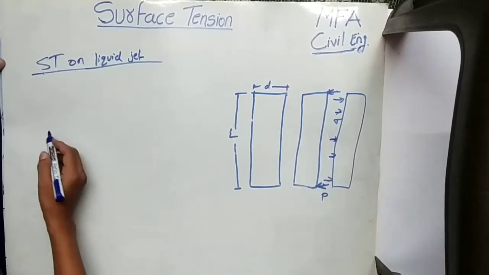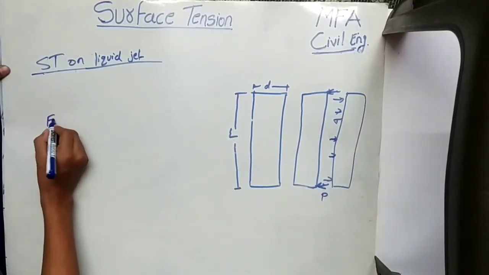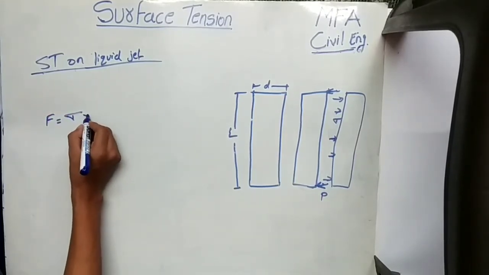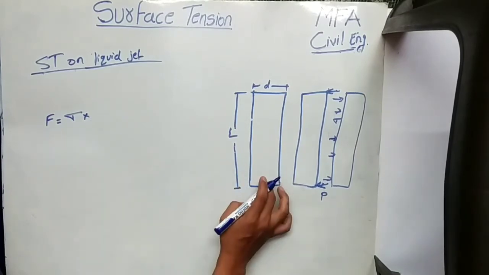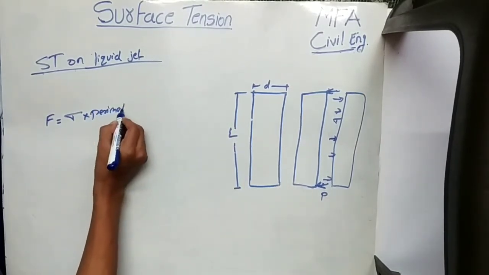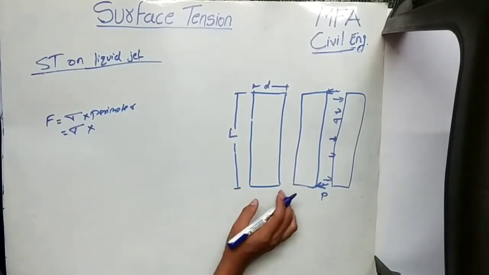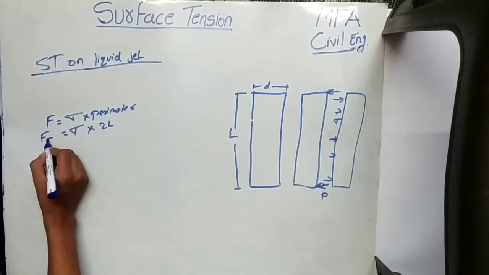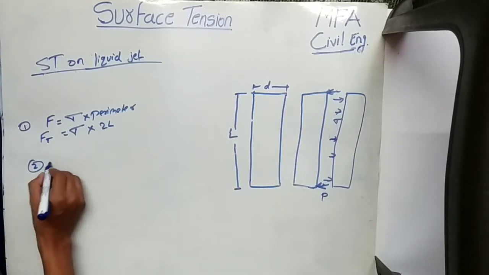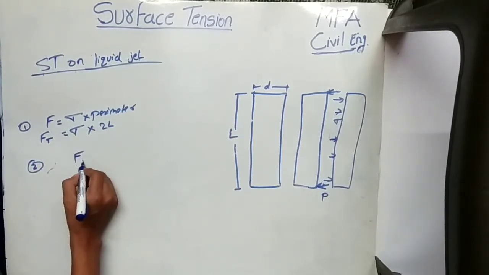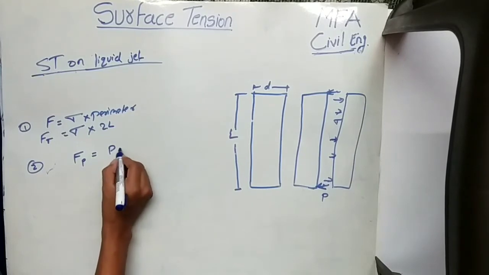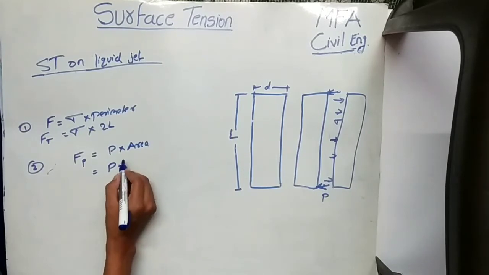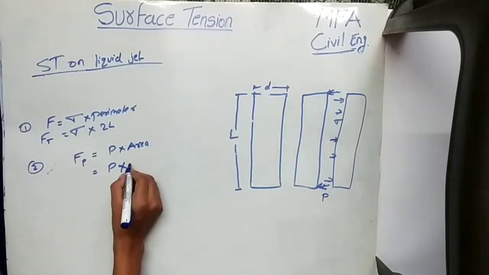Now the force acting due to surface tension is given by surface tension into perimeter, which is equal to 2 times the length of the jet. This is the force due to surface tension. The second force is the force due to pressure, which is pressure into the area of the jet. In this situation, P into area, where area is length into diameter.